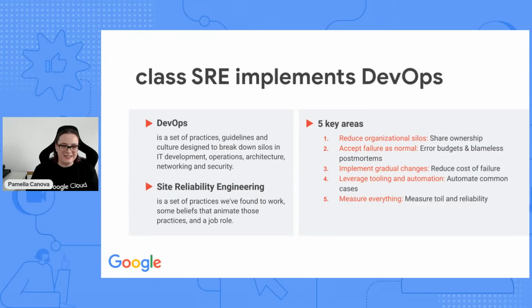And talking about the other areas, because we talked about three that we covered with SLO and SRE, and then the other two that were missing. So we added something. Let's read again. About failure as normal, then we have the error budgets that I mentioned, and then we have the blameless postmortems that are also part of this. Implementing gradual changes will reduce the cost of failure. And by measuring everything, we can measure the reliability and the toil of the operation teams.